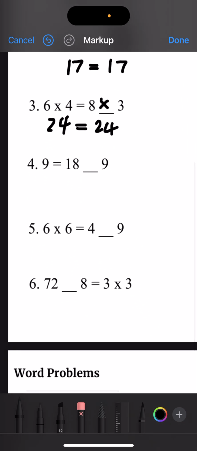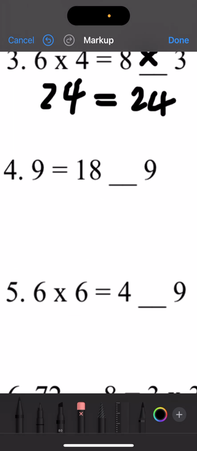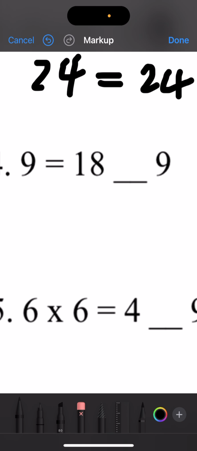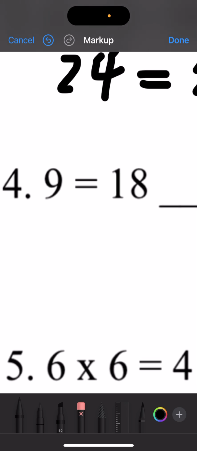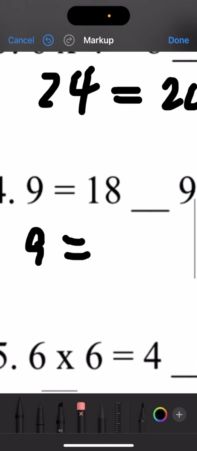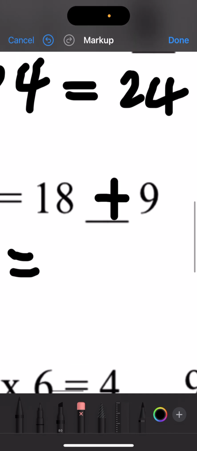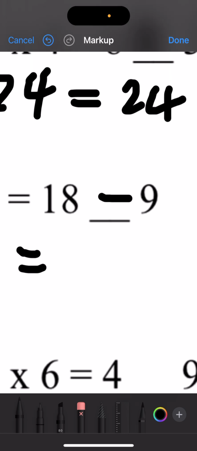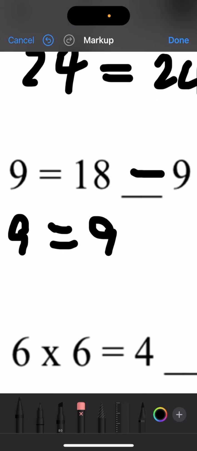Number 4, 9, and then 18 blank 9 has to equal 9. Okay, so this one, because we don't have to do anything to this side, the right side, we just have to plug and match. We could do plus, but it's going to get bigger than 18 because we're adding. So we could subtract, and we get 9.